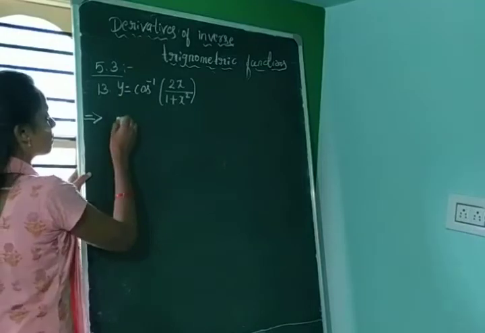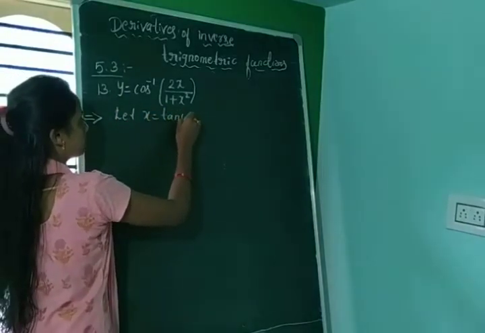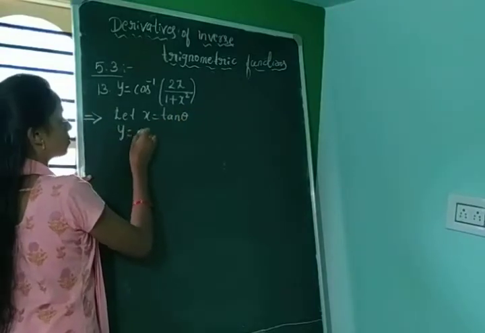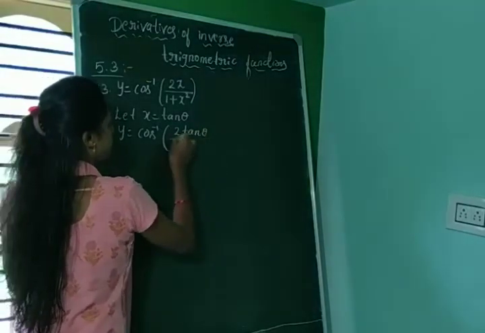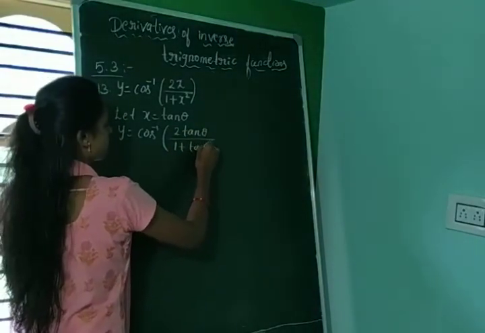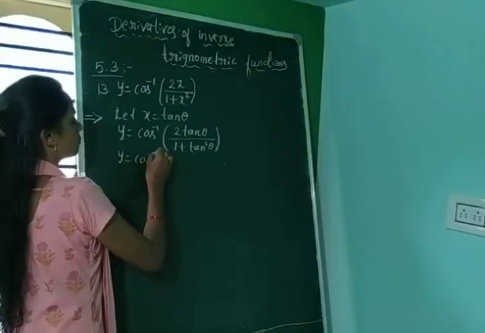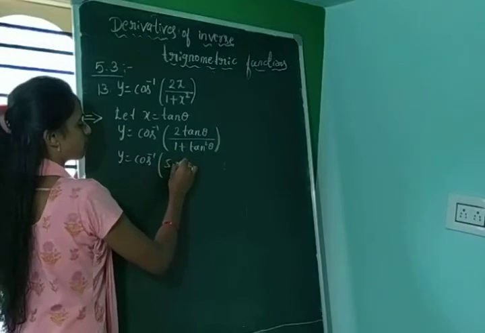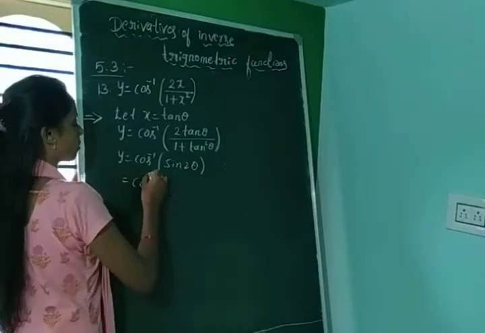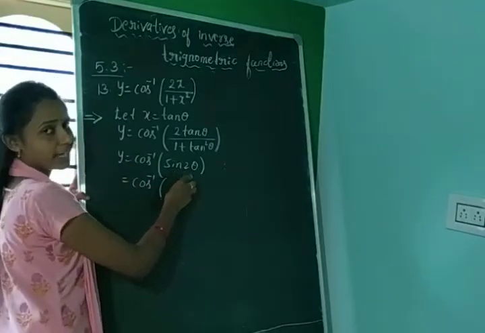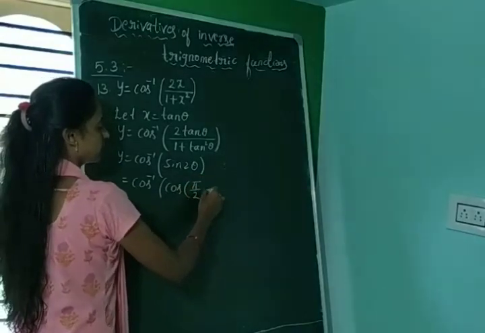Okay. So here, let x is equal to tan theta, then y is equal to cos inverse of 2 tan theta divided by (1 plus tan square theta). Now y is equal to cos inverse of, this is the formula for sin 2 theta. Okay. Now this is cos inverse of, I just write the sine in terms of the cos as cos of (90 minus theta) is sin theta.